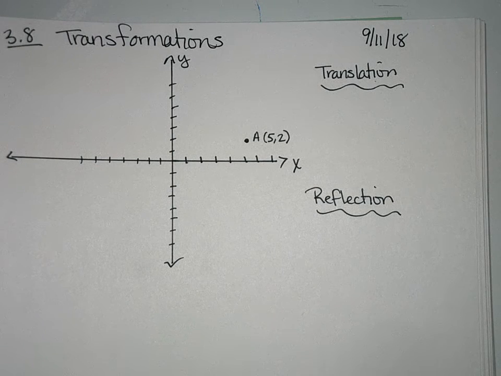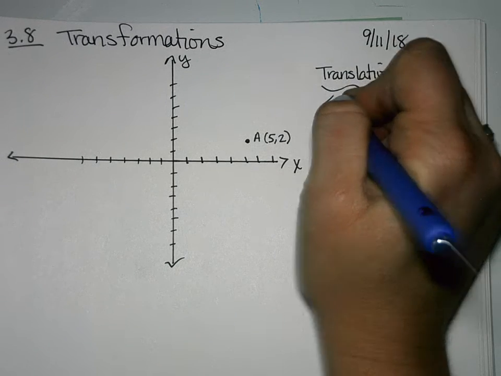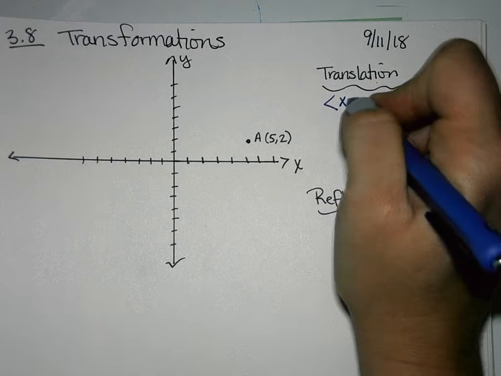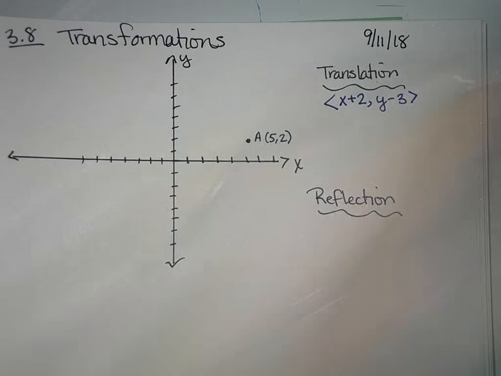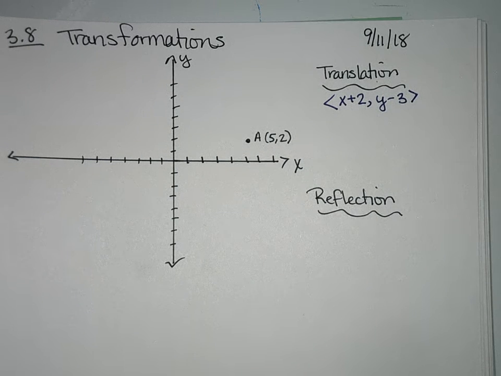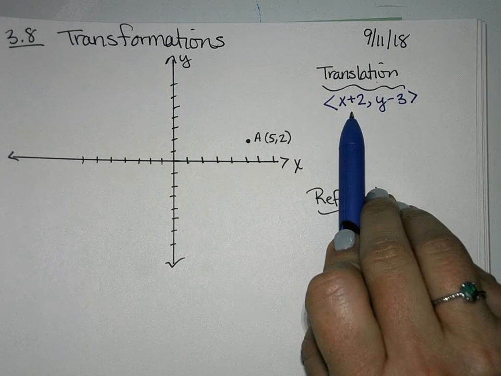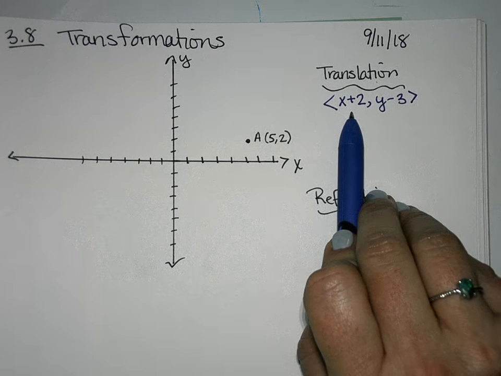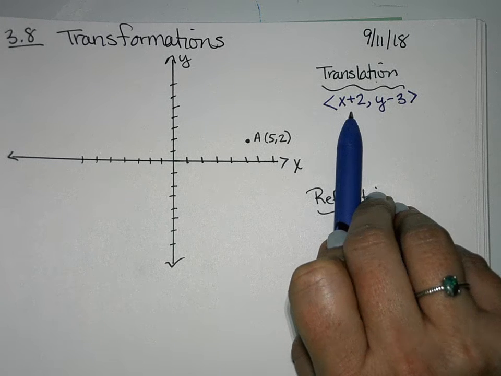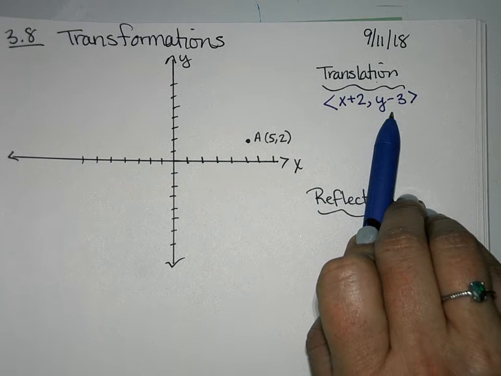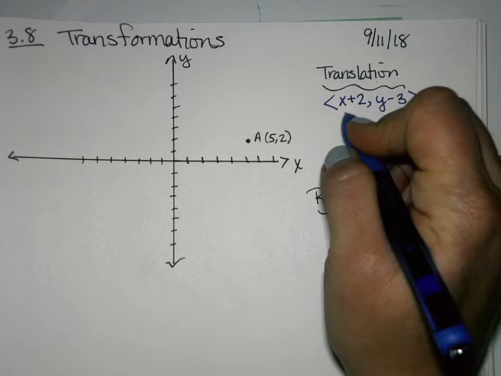A translation is like a sliding up, down, left, or right. Normally when we see these, we're going to see something like x plus 2 comma y minus 3. When you see that, what you're going to be doing is looking at the x. Does anyone think they can read this and know what we do? Katie? You add 2 to the x value, which is 5, and you subtract 3 from the y value, which is 2. Perfect. So this right here is telling you what you're adding or subtracting.